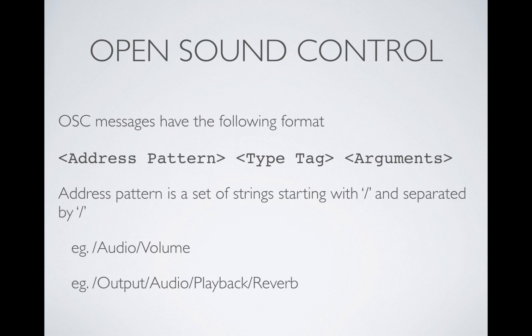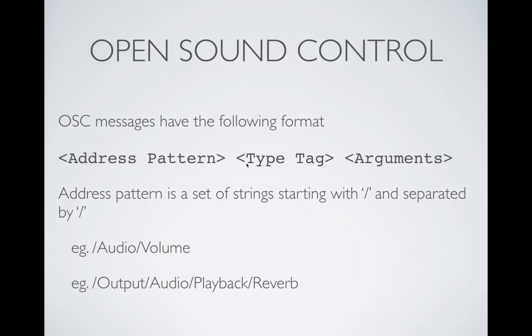The messages have a pretty simple format. You have an address pattern, which is basically an arbitrary set of strings. You can determine what these strings are, but the address pattern starts with a slash, and the strings are separated by other slashes. So an example of an address pattern might be /audio/volume, or /output/audio/playback/reverb. But what these names are is arbitrary. You could call them anything you like, but normally, like variables, you name them something that's meaningful to you and that others are going to understand fairly readily.